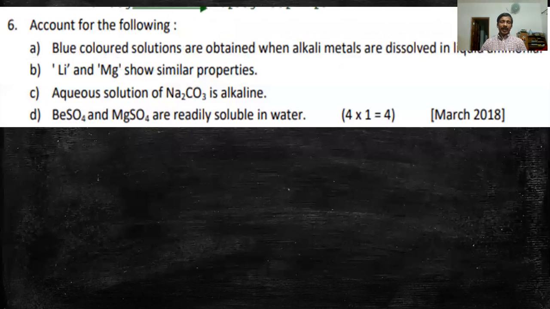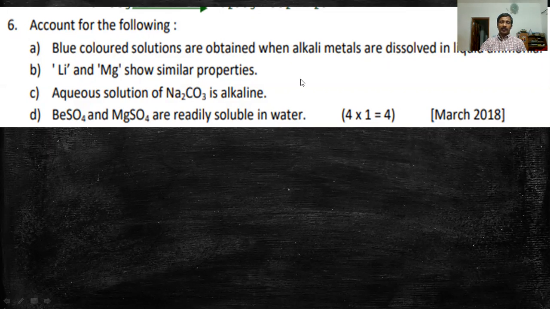Account for the following. Blue colored solutions are obtained when alkali metals are dissolved in liquid ammonia. This blue color is due to solvated electrons. You can see the equation here. When alkali metals dissolve in ammonia, they form Na+ or Li+ ions and release the electron, which dissolves in ammonia to form the complex [e(NH3)y]-. That solution is blue in color, and therefore such solutions are also conducting in nature.